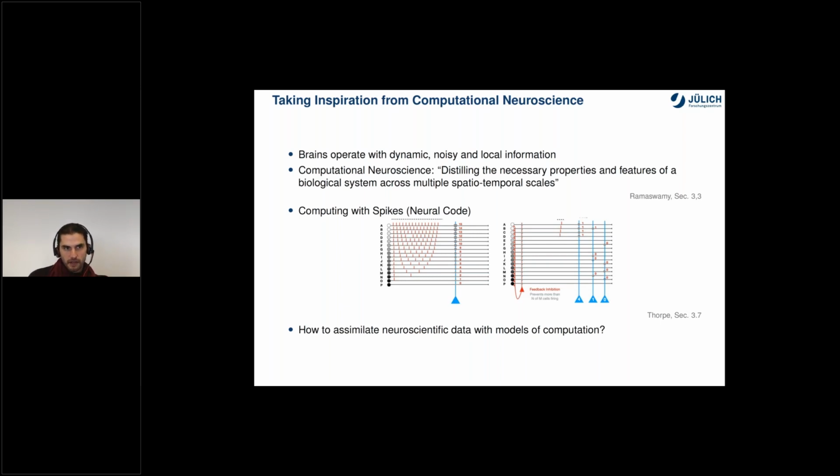So in that analogy, it turns out that the brains operate with dynamic, noisy, and local information, a bit like the devices that we are trying to build. And so it makes really sense to continue this pursuit of understanding how the brain works in order to build these neuromorphic circuits and build the algorithms for them.